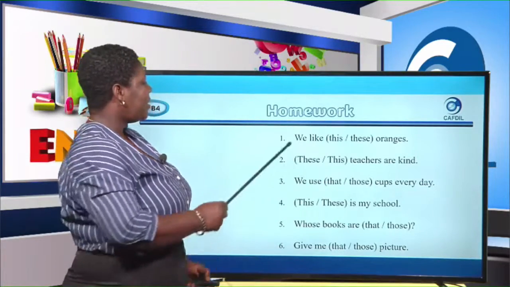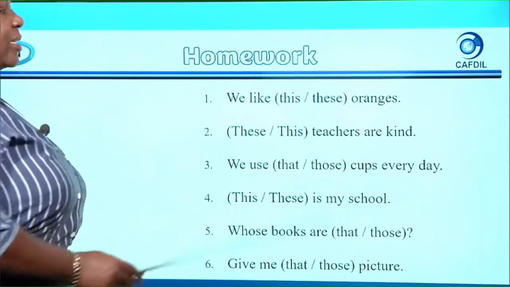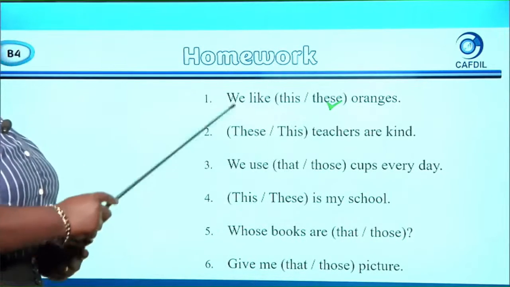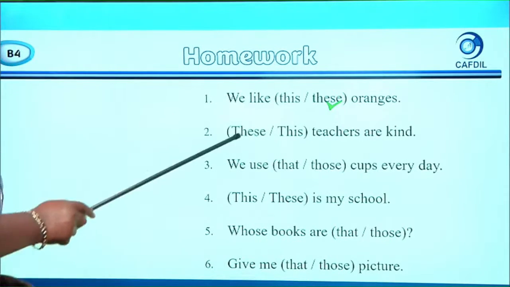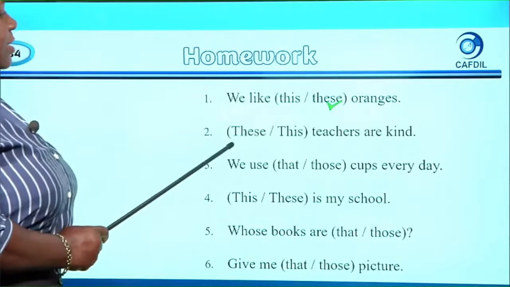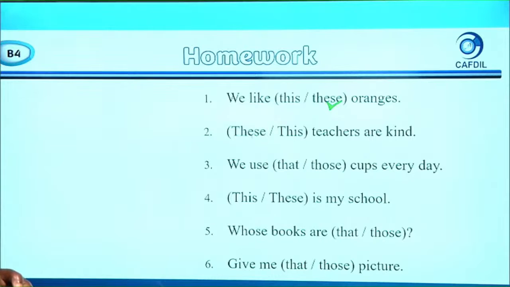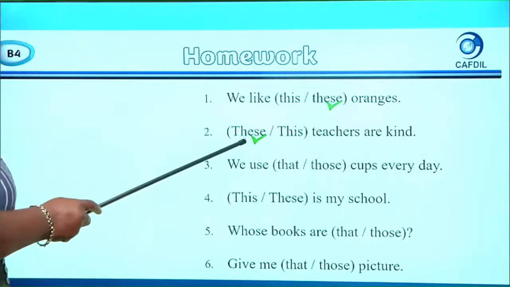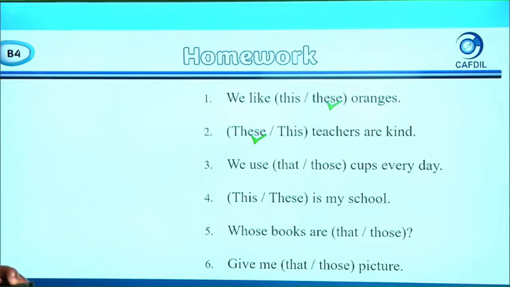Question 1. We like these oranges. And the answer is these oranges. We like these oranges. 2. These teachers are kind. And the answer is these teachers are kind. These teachers are kind.